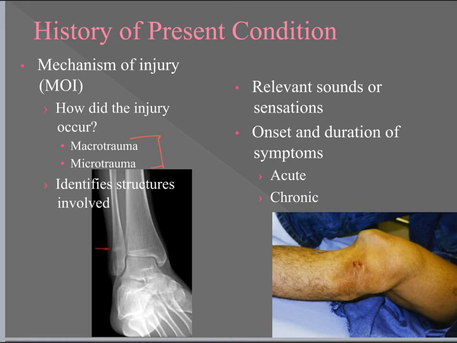You want to then identify the structures involved. So what are the anatomical structures that are involved? We're always asking about snaps, pops, cracks, numbness, and tingling, right? And then we want to know about the onset and duration of the symptoms. So was it acute or chronic, and how long does it last? And I would even take that further and say, what makes it feel better and what exacerbates the signs and the symptoms, right? So these are the key historical questions that you want to ask for a patient who's sitting in front of you with a present condition, right?